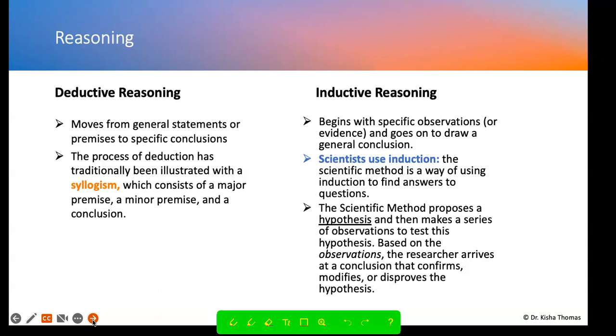Scientists use induction. The scientific method is a way of using induction to find answers to questions. The scientific method proposes a hypothesis and then makes a series of observations to test this hypothesis. Based on the observations, the researcher arrives at a conclusion that confirms, modifies, or disproves the hypothesis.